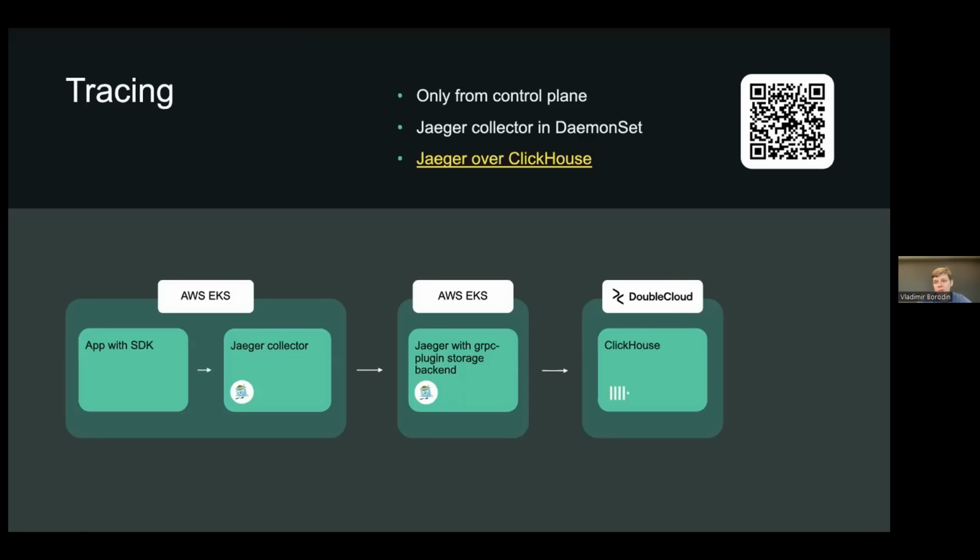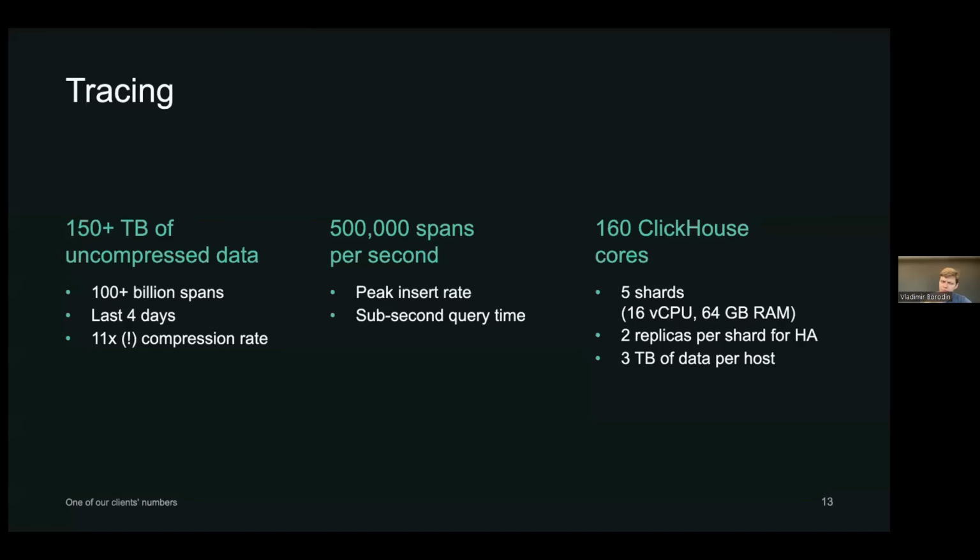For that to be available, there is an open source project where we are heavily involved. It is called Jaeger over ClickHouse. That actually gives Jaeger the ability to store the spans in ClickHouse. Jaeger supports different storage types, and this is one of the implementations.